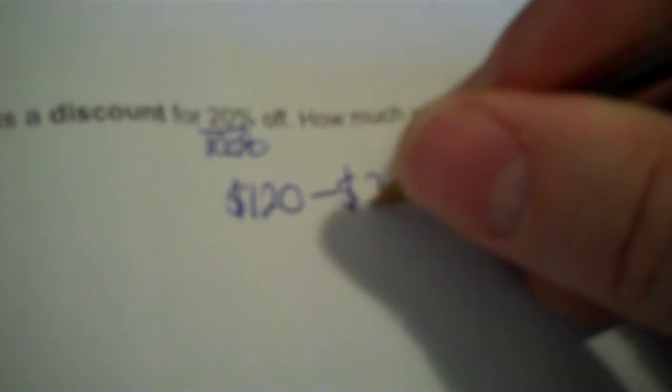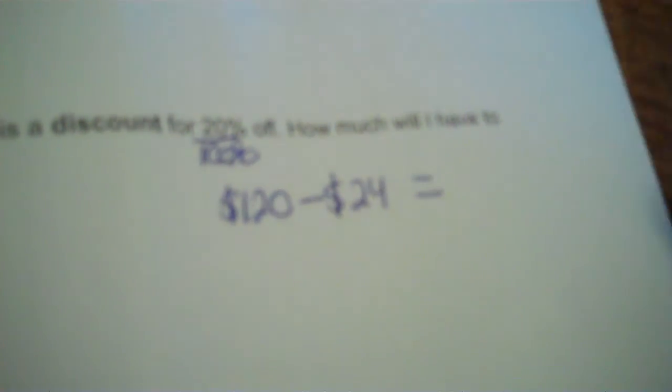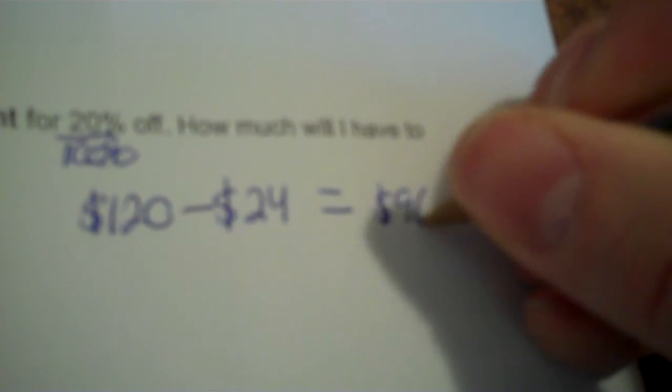Now that's not your answer, because now you have to come up here. That's how much money's taken away. Okay, so 120 minus 24 is 96. So you're paying $96 for the watch.